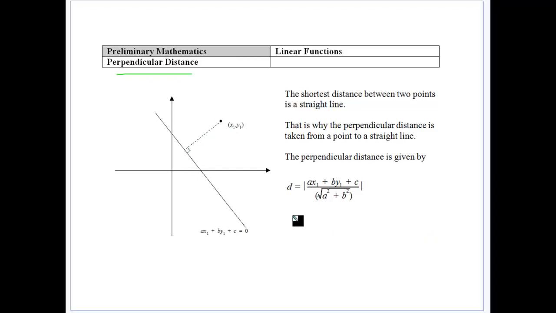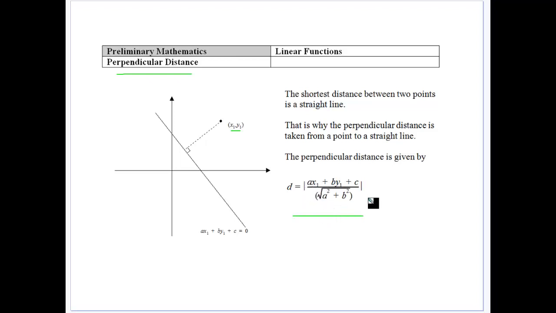So the formula we're going to use is related to the equation of the line. We've got the line ax plus by plus c, and the point x1, y1. We take the equation of the line, substitute the point into it, and that is the numerator. In the denominator, it's the square root of a squared plus b squared, which are the coefficients of x and y. So that's where we start to use that formula.